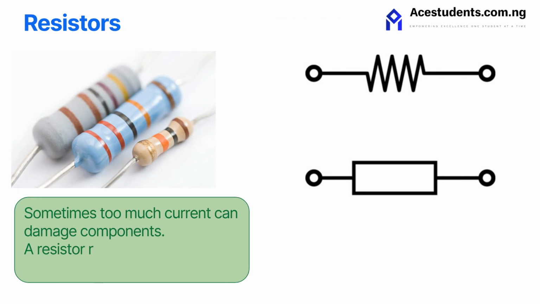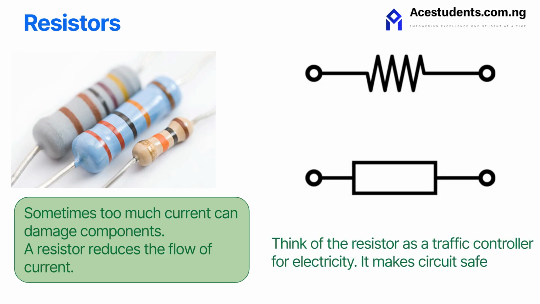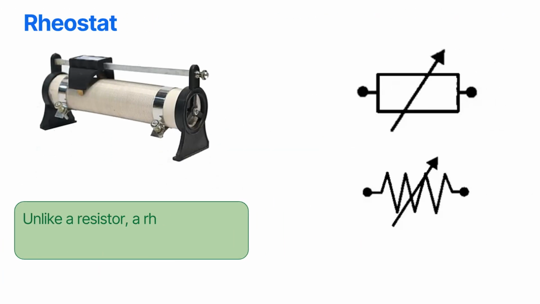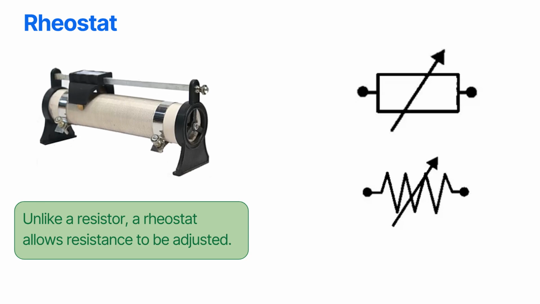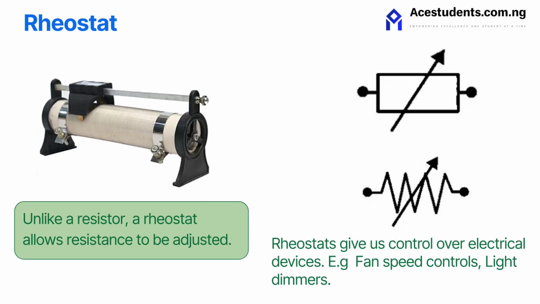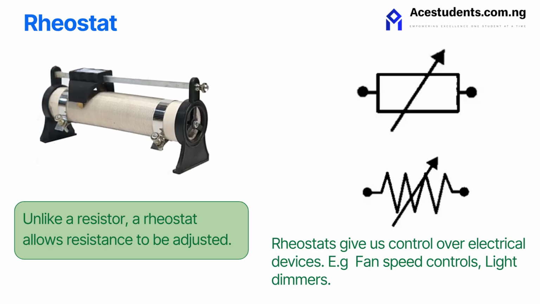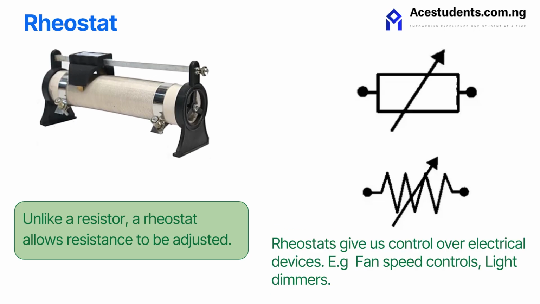Resistors reduce the flow of current to prevent damage from too much electricity. They act as a traffic controller to make the circuit safe. Unlike a resistor, a rheostat allows resistance to be adjusted. This means we can increase or decrease current flow, controlling electrical devices like fans and light dimmers.